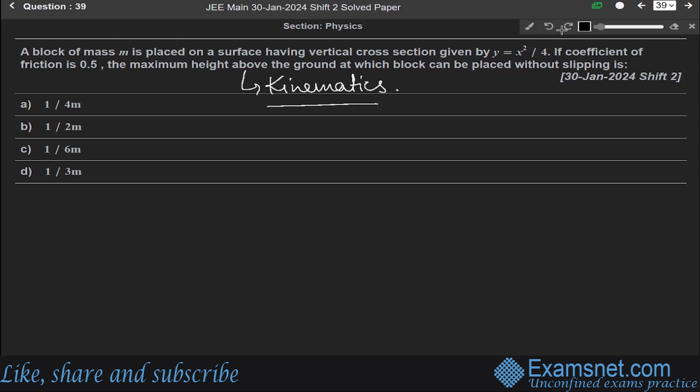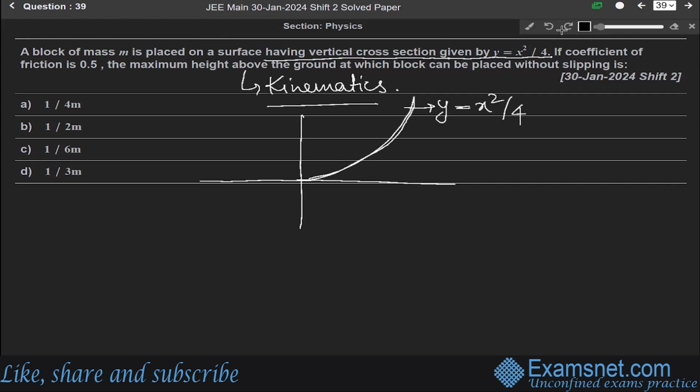According to this question, they are having a vertical cross section given by y equals x square by 4. Let us draw the graph of y equals x square by 4. Let us say this is the graph. When the block of mass is here, let us say at a starting point, its slope is less. Now when it is at a point here, its slope is more.